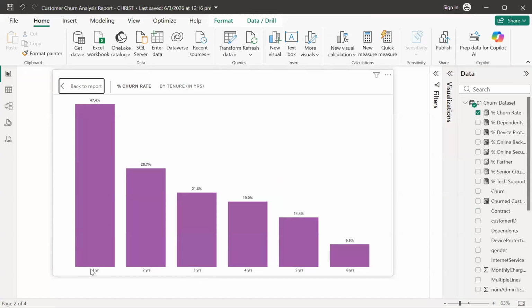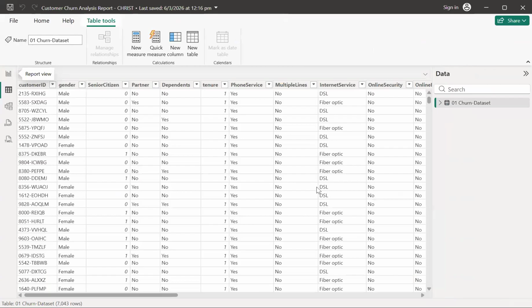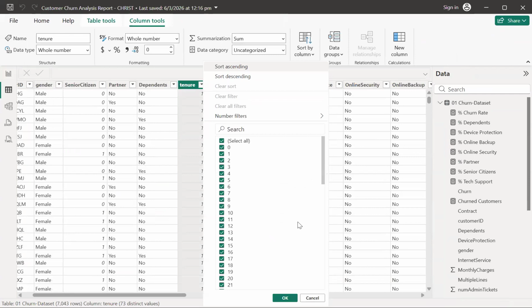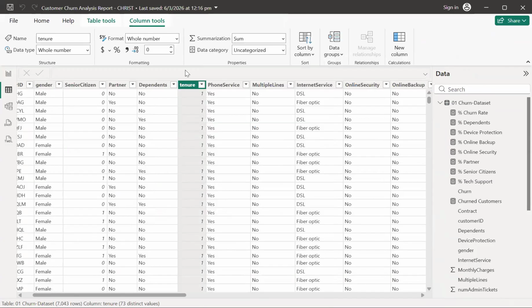But over here you can see I have created 1 year, 2 year, 3 year, 4 year. But if you go into the table view and check your tenure column, it is not in the form of 1 year, 2 year, 3 year. It is actually between 1 to 72. It means we have data for 6 years. The maximum tenure for which any customer uses the same service is 6 years, and the minimum tenure is 1 month. So 1 to 72, that is what we have over here.